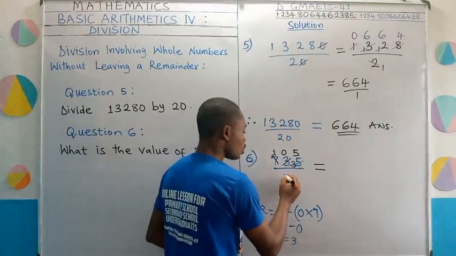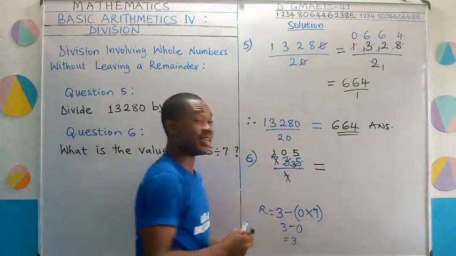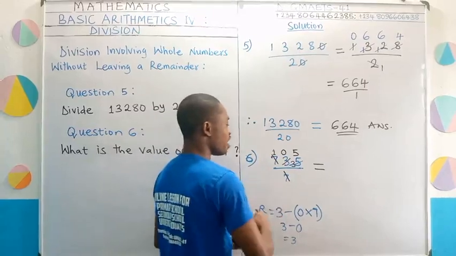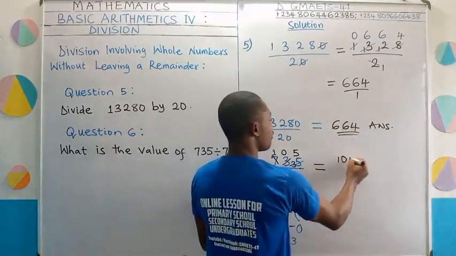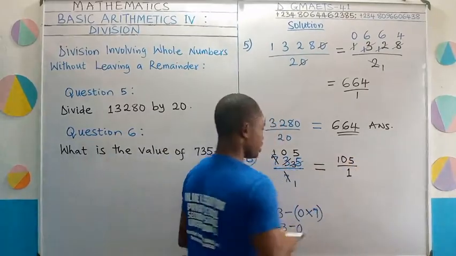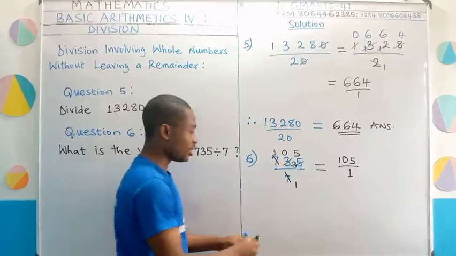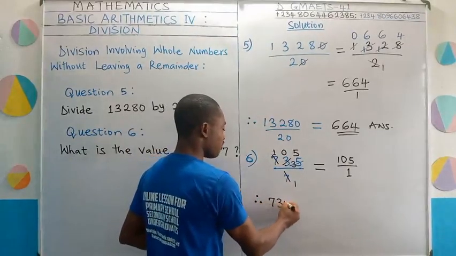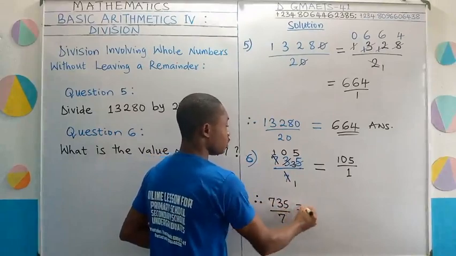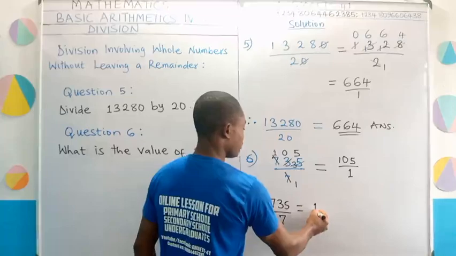Therefore, you will also go and divide the denominator by itself. You do 7 divided by 7, you get 1. So do you see that this is equal to 105 divided by what? 1. And anything divided by 1 is that same number, you know. Therefore, 735 divided by 7, your answer is 105.